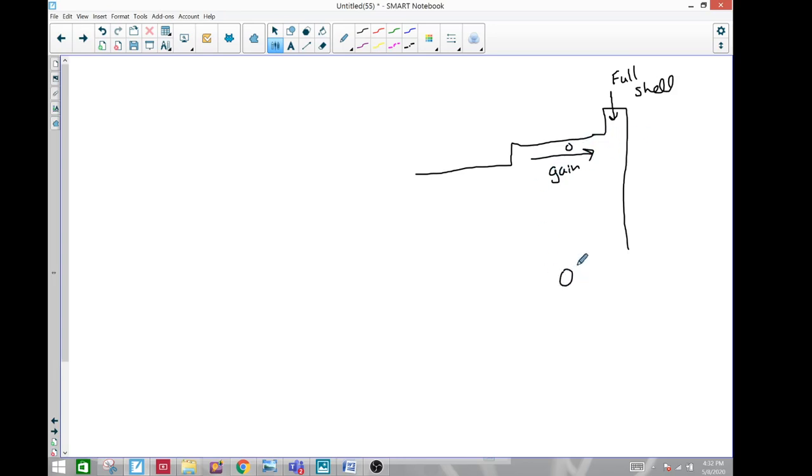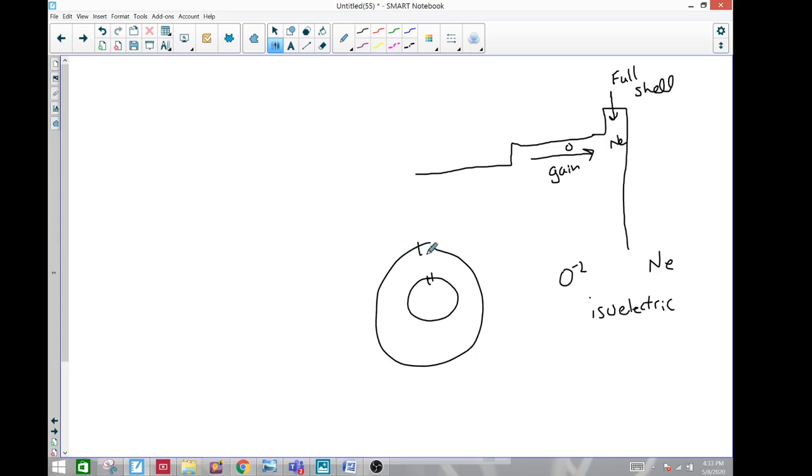Now, O minus 2 is what we call isoelectronic with neon. They both have 10 electrons, and they both have the same looking Bohr diagram. So the exact same Bohr diagram, only difference is the number of protons. So they have 2 electrons, they have 1, 2, 3, 4, 5, 6, 7, 8. Okay, so that's neon. And it's the number of protons that really varies here.